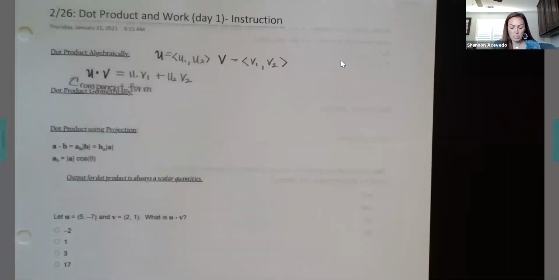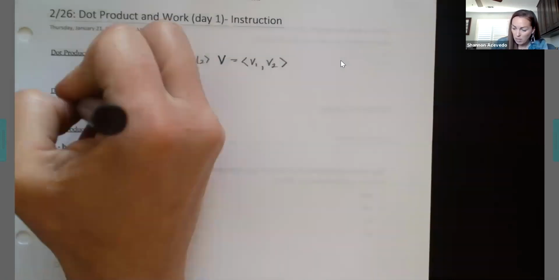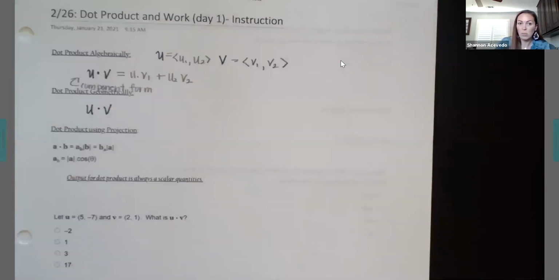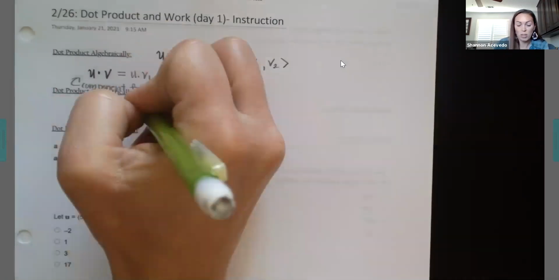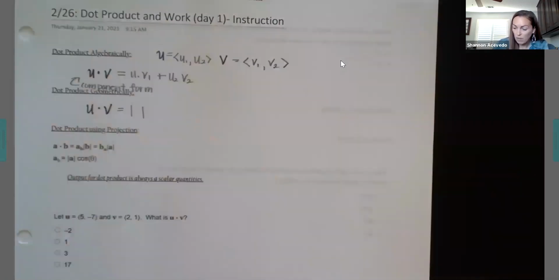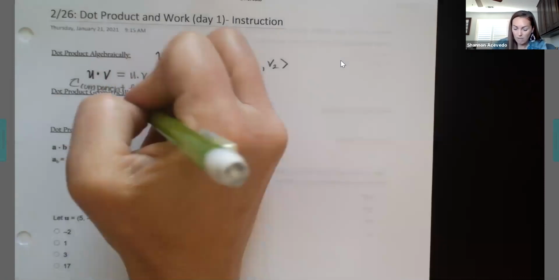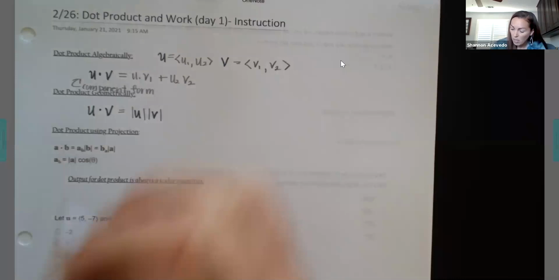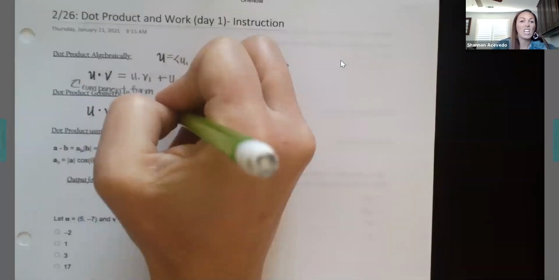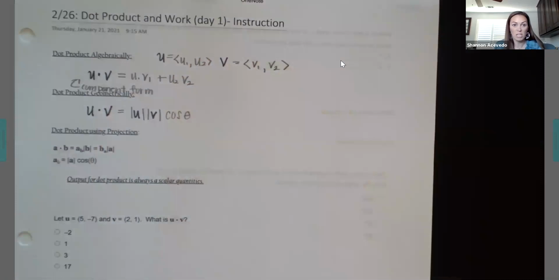And of course, I'll show you guys an example of that. If we talk about it geometrically, u dot v would be equal to the magnitude of u (the notation, the straight lines, means we're taking the magnitude of the vector) times the magnitude of v times the cosine of theta. So there's some angle measurement that we need to figure out there.